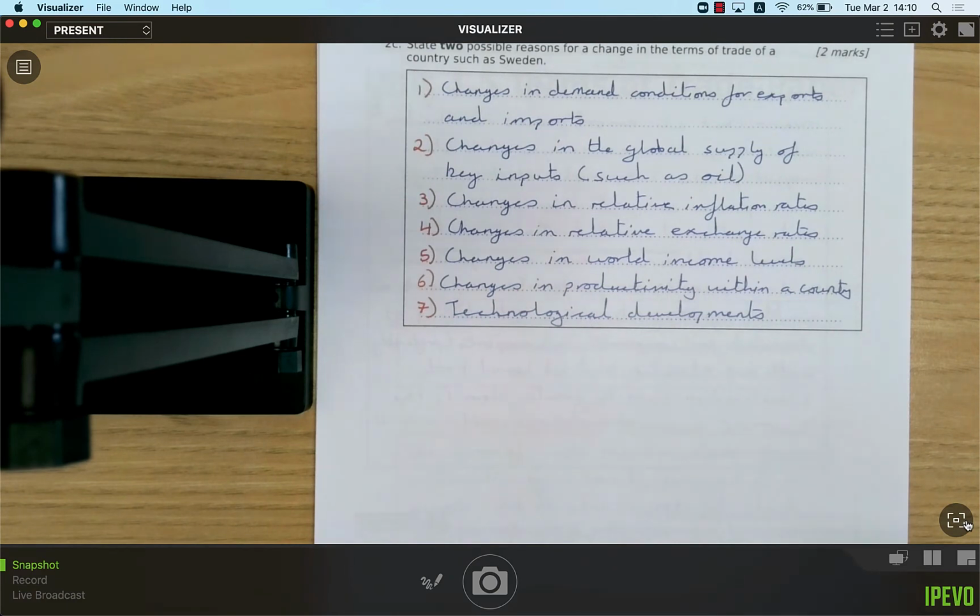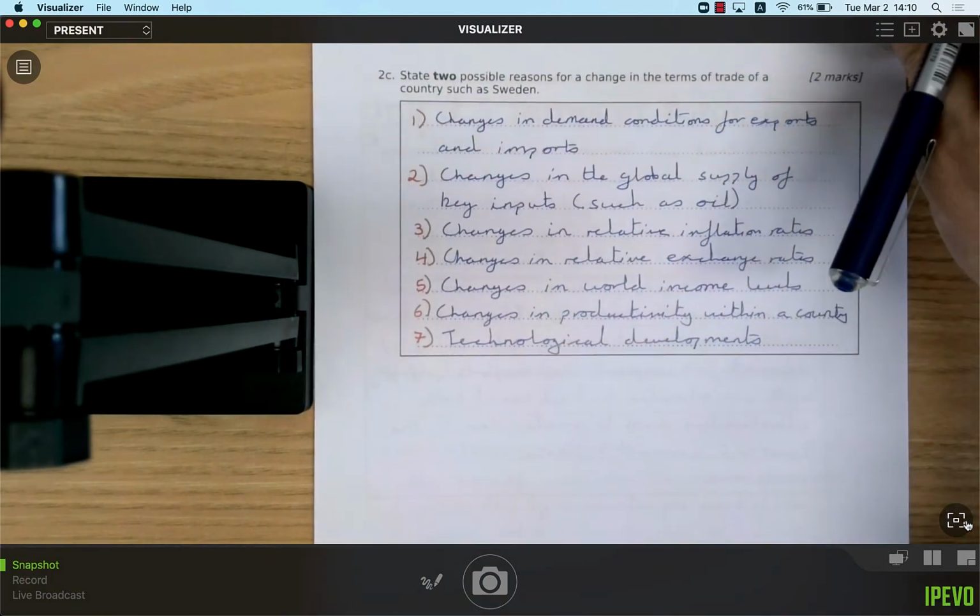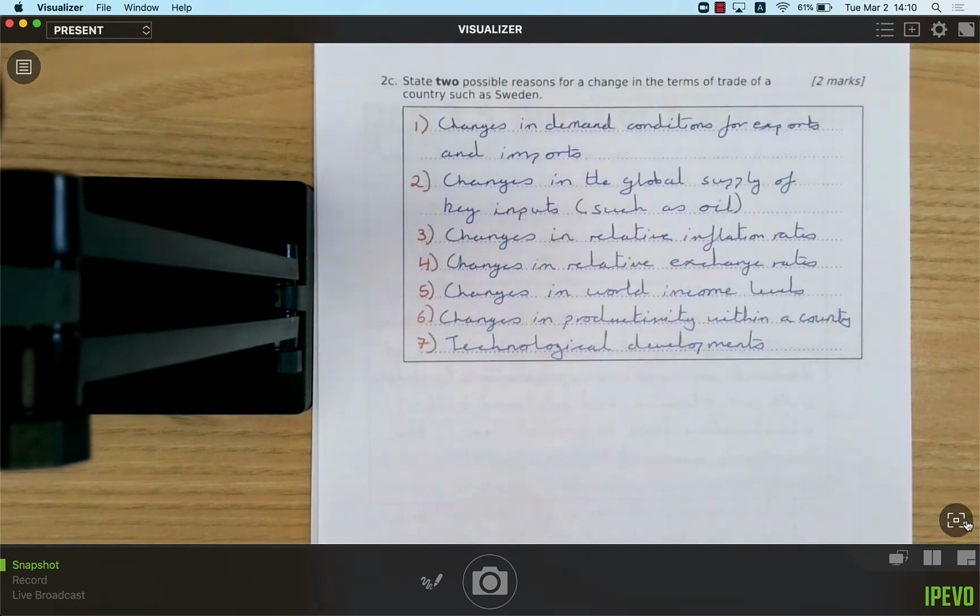Okay, now on to the next thing. State 2 possible reasons for a change in the terms of trade of a country such as Sweden. Now, these, of course, are just statements. You don't need to go through them, and I won't waste too much of your time, but changes in demand conditions for exports and imports. If the demand for Swedish exports falls and Swedish demand for imports rises, that could reduce the price of Swedish exports and increase the price of the imports that Sweden imports. That's a lower numerator and bigger denominator, making it smaller.